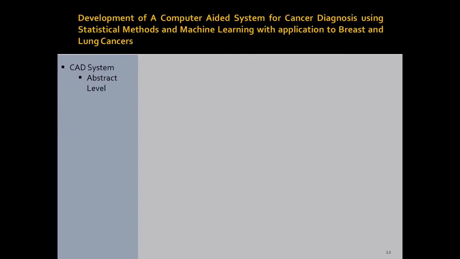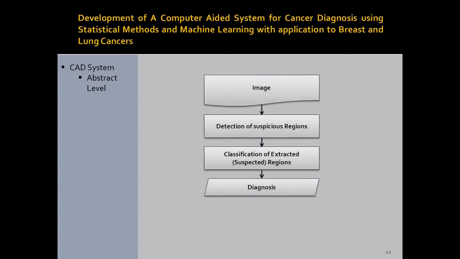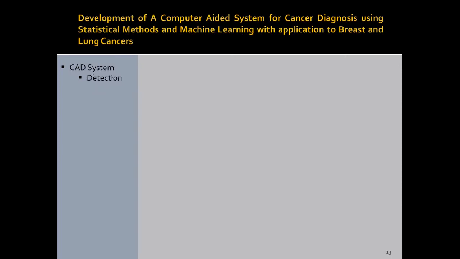So this is our system. How do we do it? We need to read all the literature review and all the existing systems, to think how to improve it, and so on. So we have an image. We need to do the detection of the suspicious lesion. We need to classify them and do the right diagnosis.